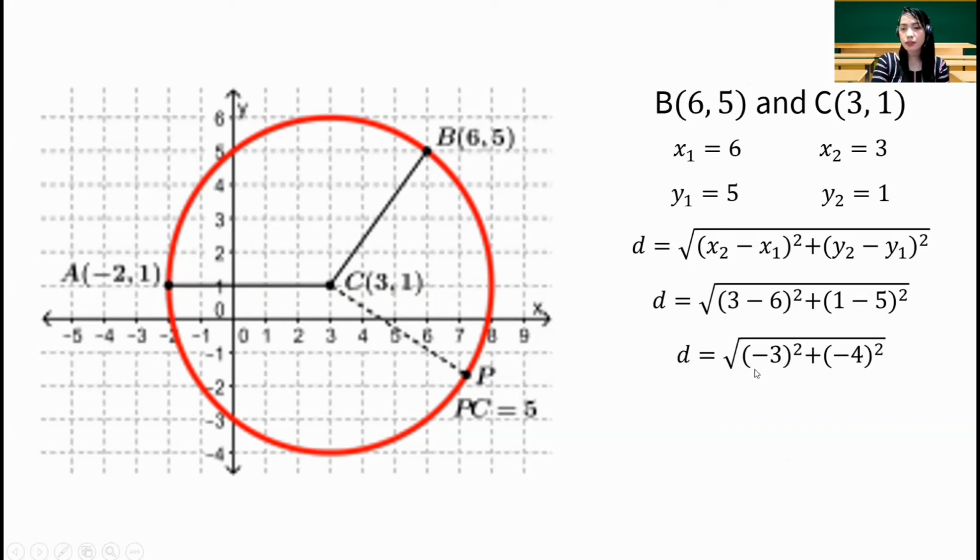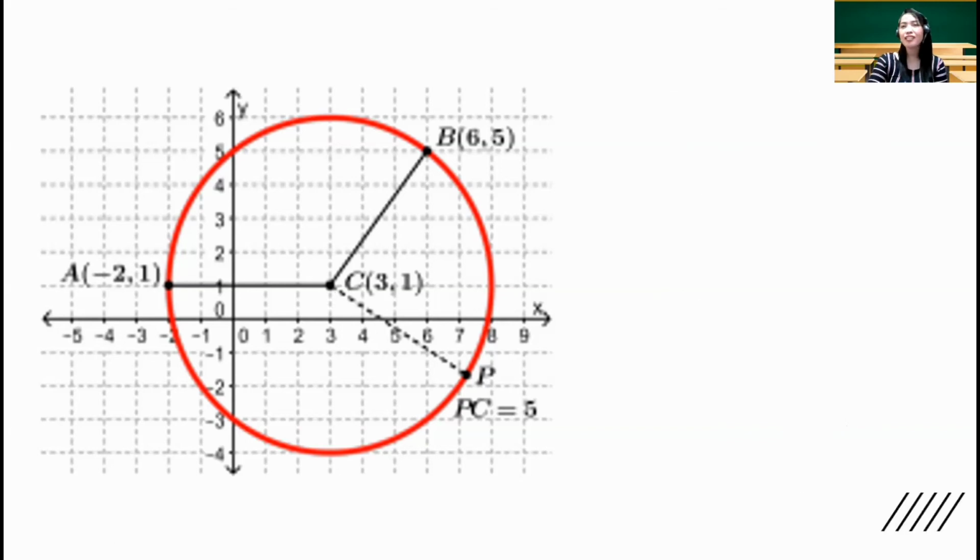d is equal to the square root of 3 minus 6, which is -3 squared, plus 1 minus 5, which is -4 squared. We have here -3 squared, which is 9. -4 squared is 16. 9 plus 16 is 25. So here, d is equal to the square root of 25. d is equal to 5. Therefore, the distance from point B to C is also 5 units.